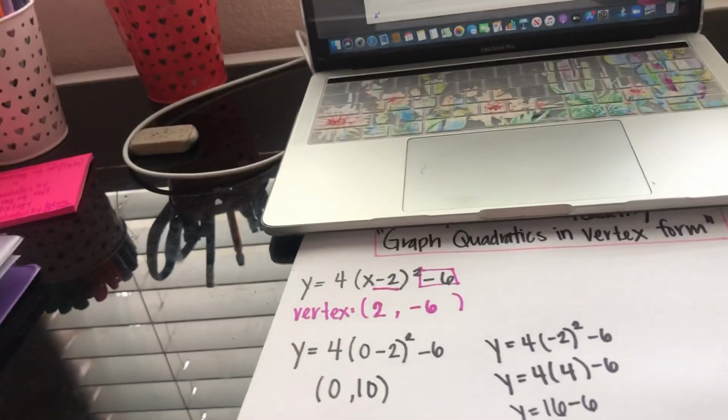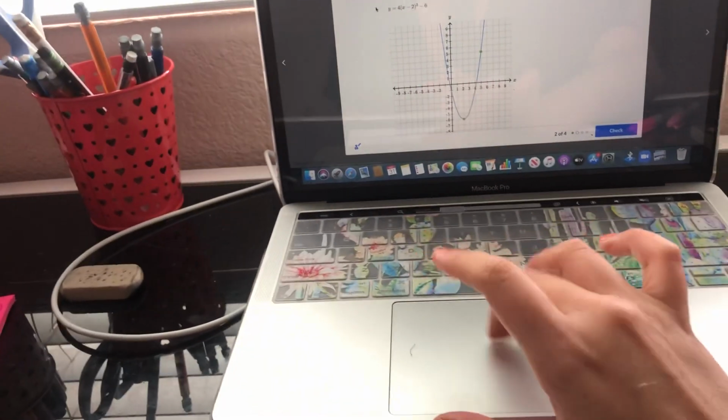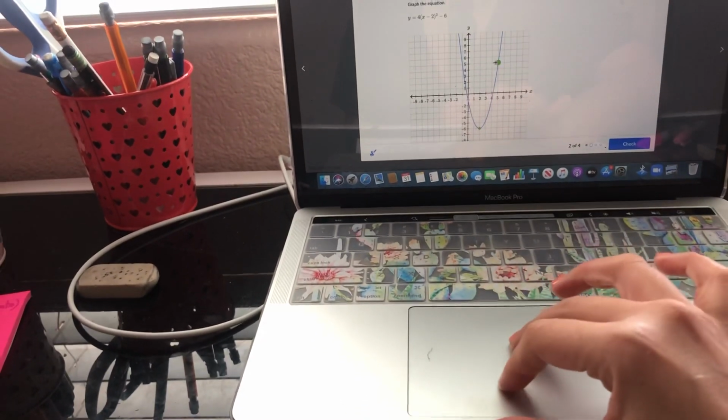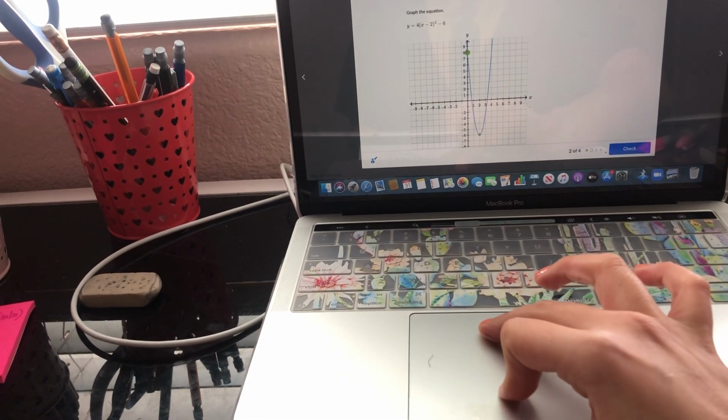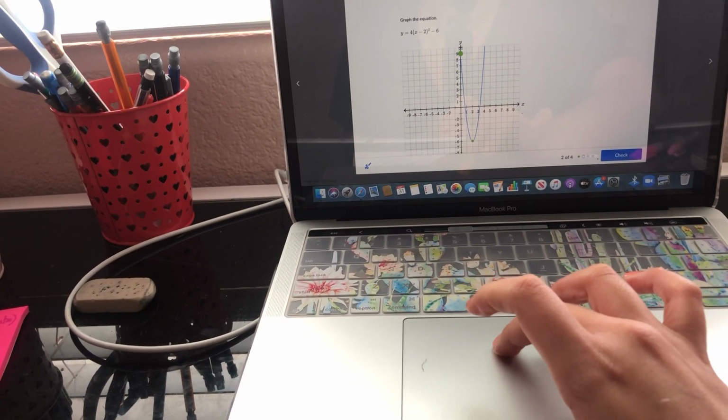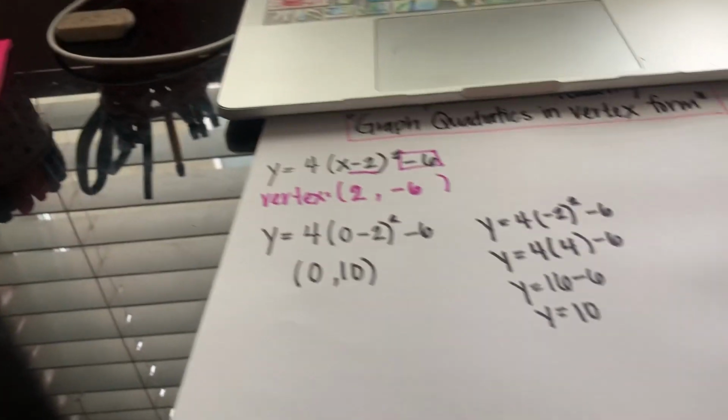So let's see if I can graph 0, 10. So where's my cursor? Here it is. 0, 10. Okay, it's not letting me go up to 10. So I'm gonna pick another value.